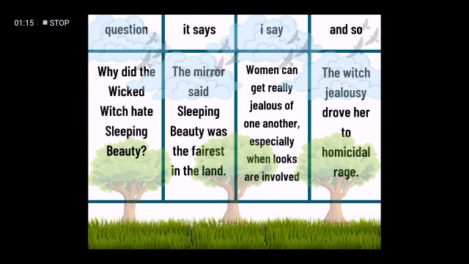For example, question: why did the wicked witch hate Sleeping Beauty? It says, the mirror said Sleeping Beauty was the fairest in the land. I say, women can get really jealous of one another, especially when looks are involved. And so, the witch's jealousy drove her to homicidal rage.